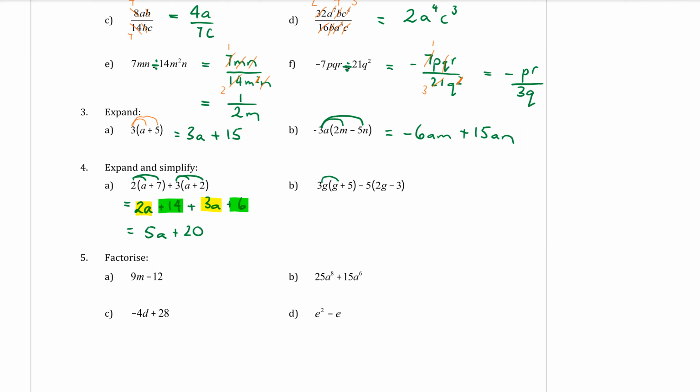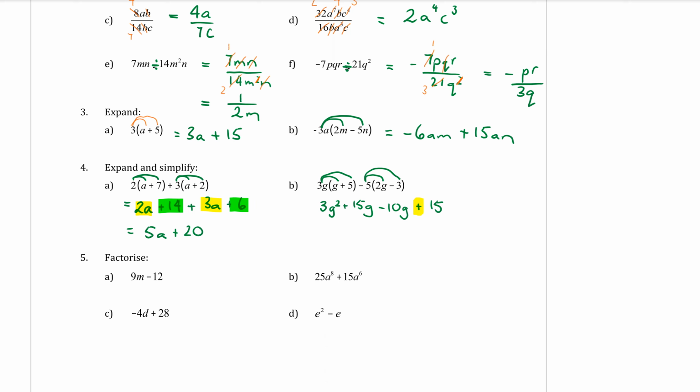3g times g is 3g squared. 3g times 5 is a positive 15g. It's the minus sign here that's the trickier part. Minus 5 times 2 is minus 10g, but a minus times a minus is going to make a plus 15 for that last term. It's usually that one right there that people forget about.